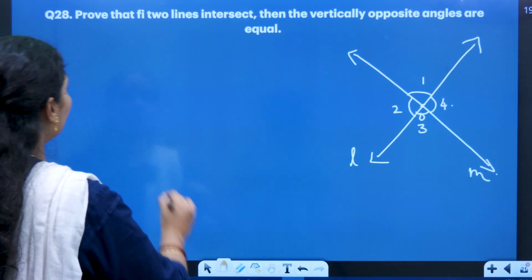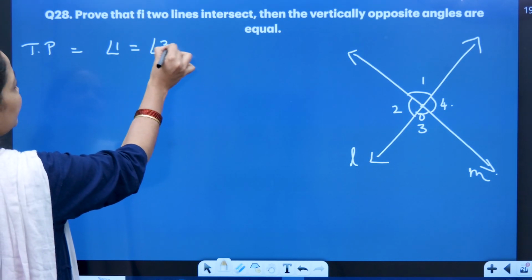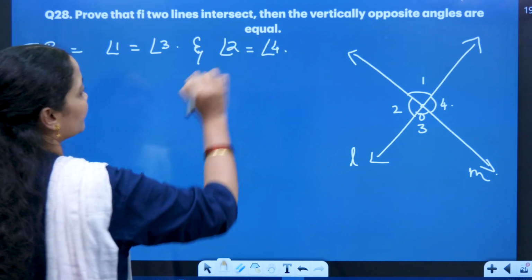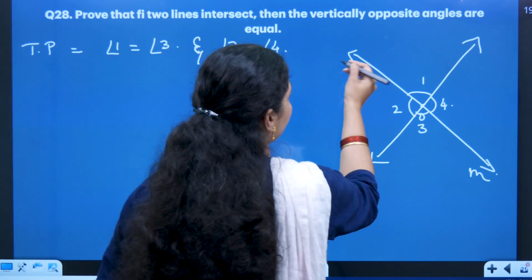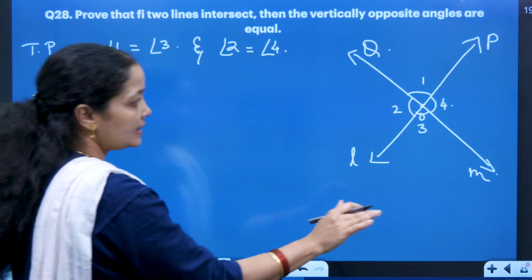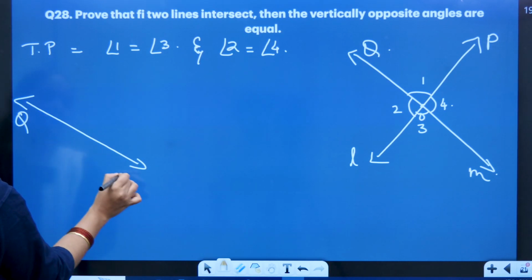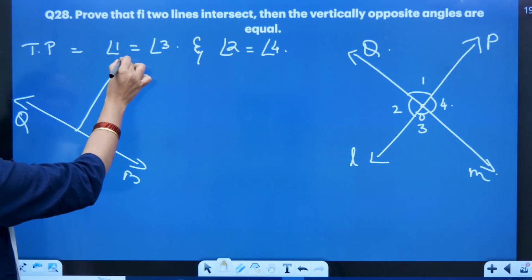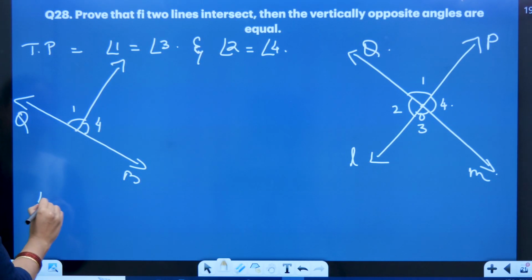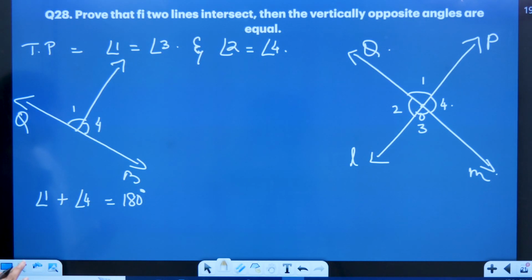They are asking us to prove angle 1 should be equal to angle 3 and angle 2 should be equal to angle 4. Now if I am considering this as L, P and this is Q. If I only consider the line here like this, only line QM, this is a ray that is bifurcating 1 and 4. So I will consider this as a linear pair. Angle 1 plus angle 4 should be equal to 180 because it's a linear pair.